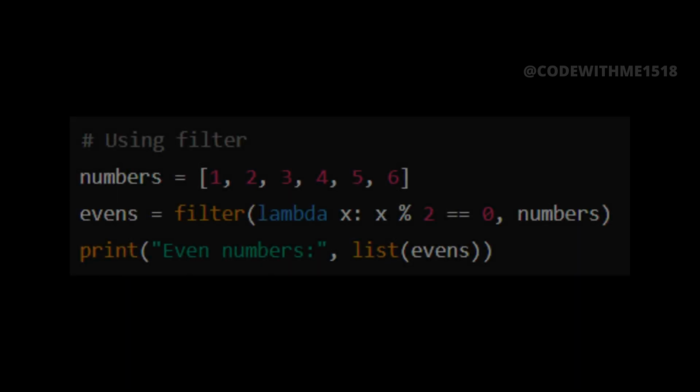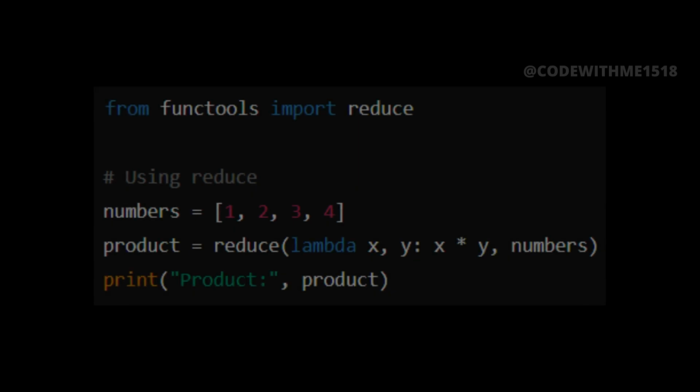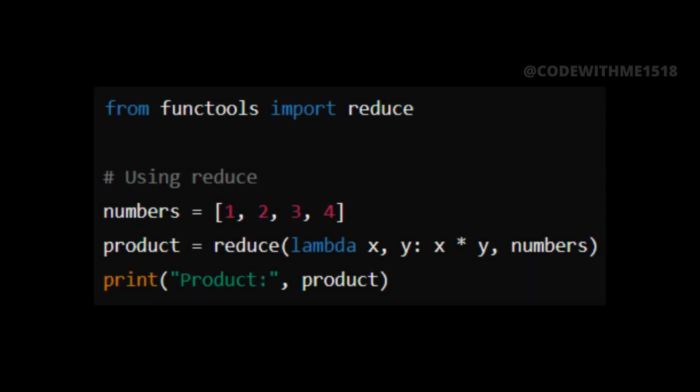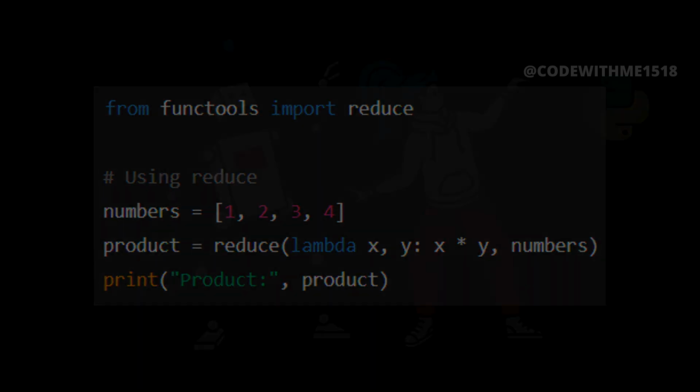Here's how you can use map to apply a function to a list. Use reduce to apply a function cumulatively to the items of a sequence. These functions can make your code more concise and readable when dealing with collections of data.